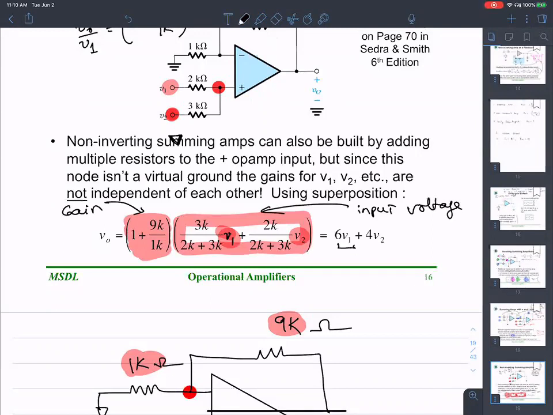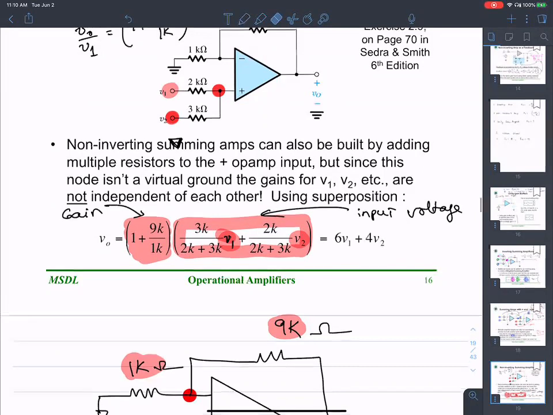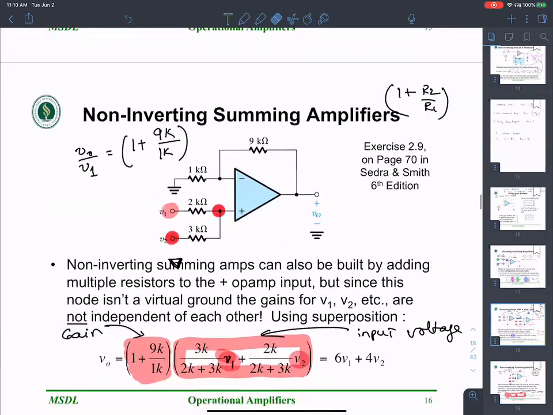So what I have here is V1 plus V2, each of those scaled. The idea is it is a non-inverting amplifier, a summing amplifier. If I apply V1 over here and V2 over here, the overall output is going to be V1 multiplied by 6 plus V2 multiplied by 4. There is some amplification factor for V1 and some amplification factor for V2. Does that make sense?